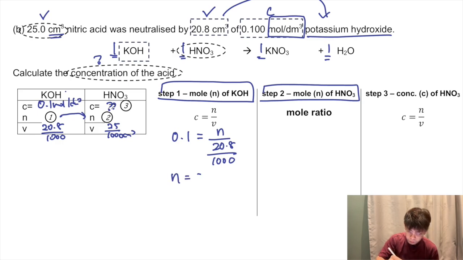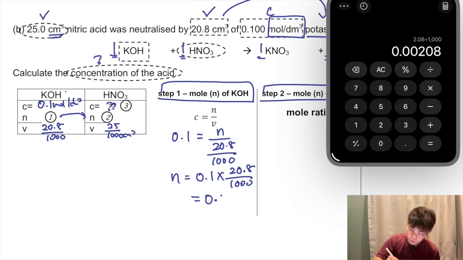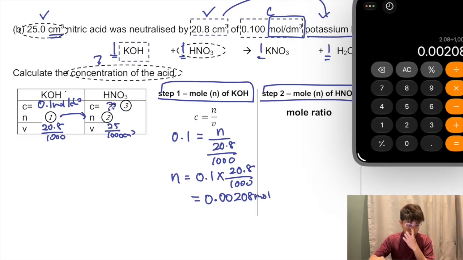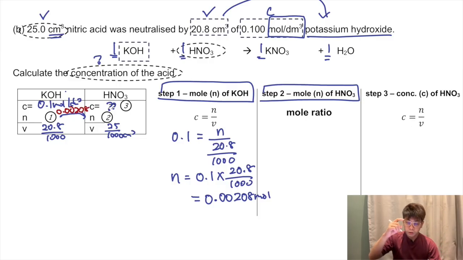So n is equal to 0.1 times 20.8 over 1000. When I calculate this out, I get 0.00208 moles. Now I need to go from step 1 to step 2.